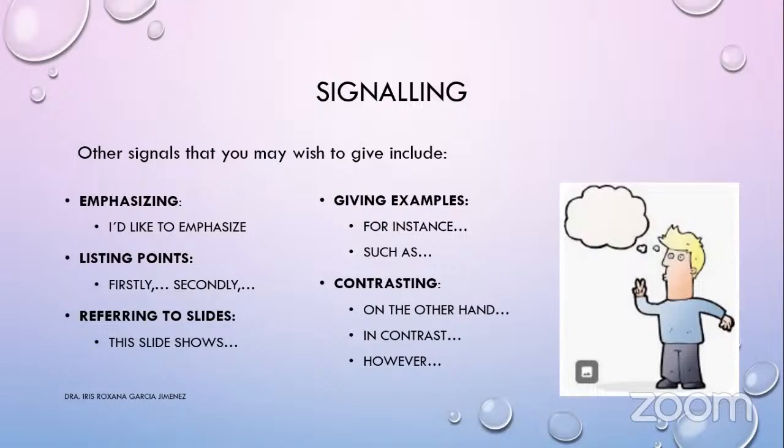About signaling, it is important to consider it in order to make the speech you are giving more interesting. For emphasizing an idea, you could say, I'd like to emphasize, and then you continue. You could make listing points: firstly, secondly, thirdly, fourthly, and according to the situation, you choose how many points you need. By experience, don't use more than 4.